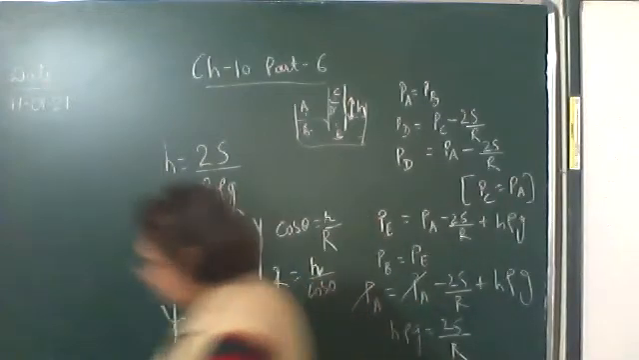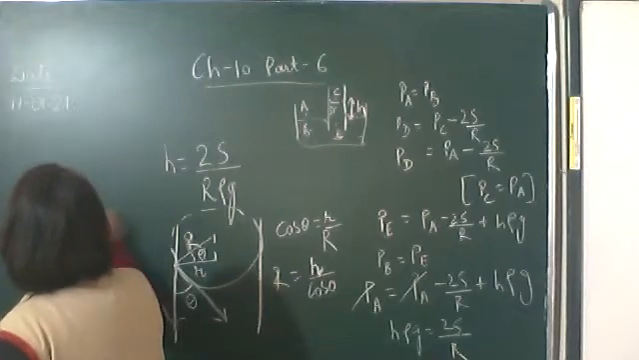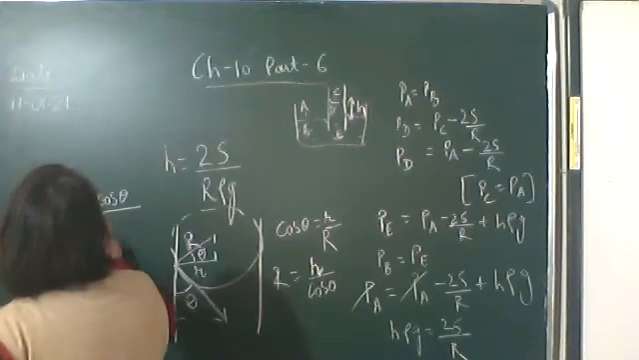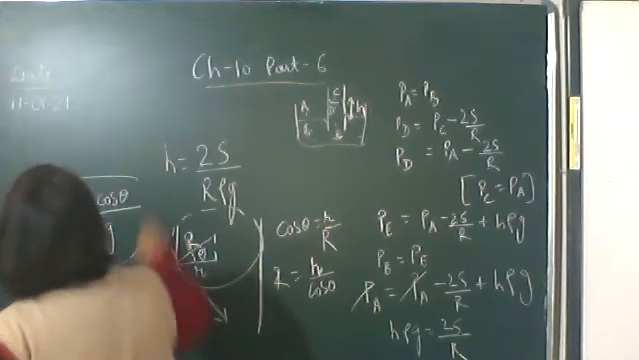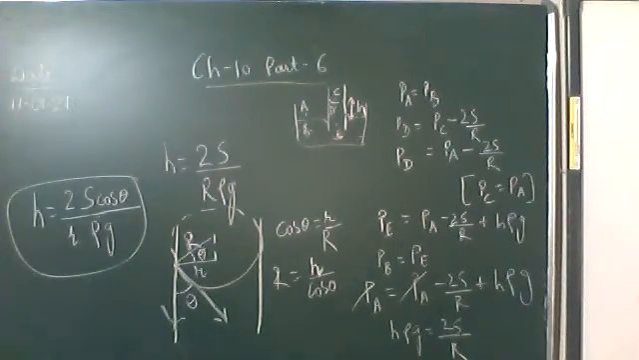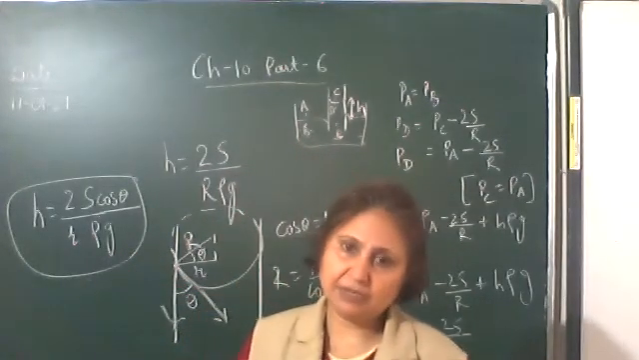Substituting it over here, you will get the expression for the height. h is equal to 2s R upon cos theta into rho g. So this is the expression for the height to which the liquid rises in the capillary tube: h = 2s cos theta upon r rho g.